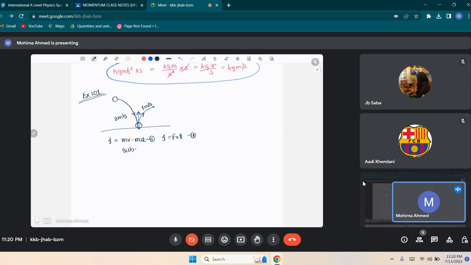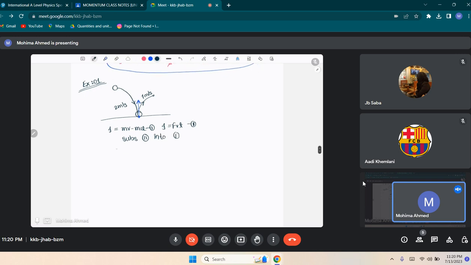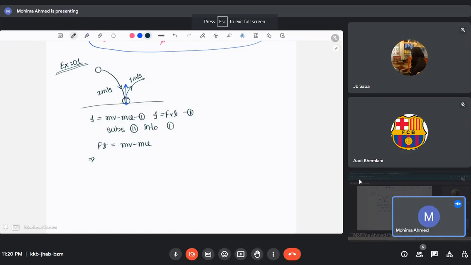So I will substitute 2 into 1, which would make everything look like Ft equals mv minus mu. Now in this scenario, you have to identify one quantity as positive, one quantity as negative. Since we are working with vector quantities in vertical motion, from our AS knowledge, we already know that for vertical motion, all the vector quantities in the upward direction are considered positive, and all the vector quantities in the downward direction are considered negative. So we'll consider direction towards up as positive.